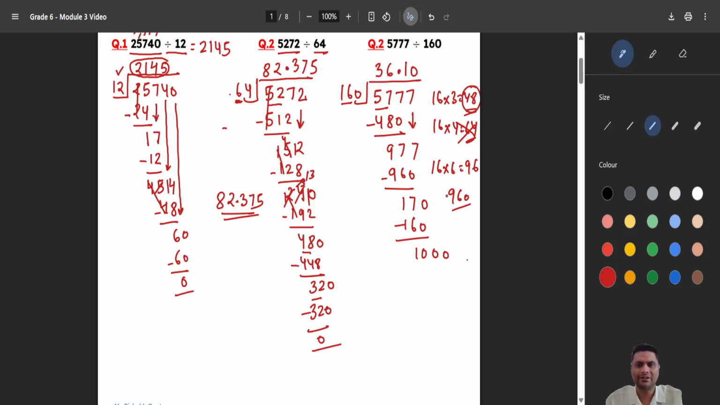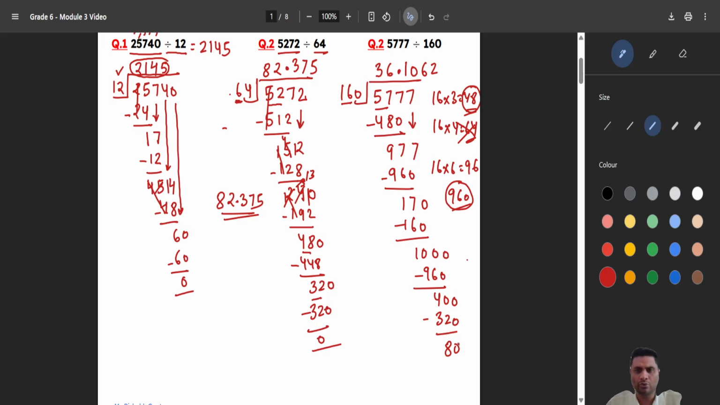Now again we can take 16 times 6, 960. It is very close to 1000. So 160 times 6, 960. We will do minus, we will get 40 here. Again I can put a 0 because I have the decimal. Now 16 times 2 is 32 and 16 times 3 is 48. So I cannot take 480. So I will take 160 times 2, 320. I will do minus. I will get 80 here.